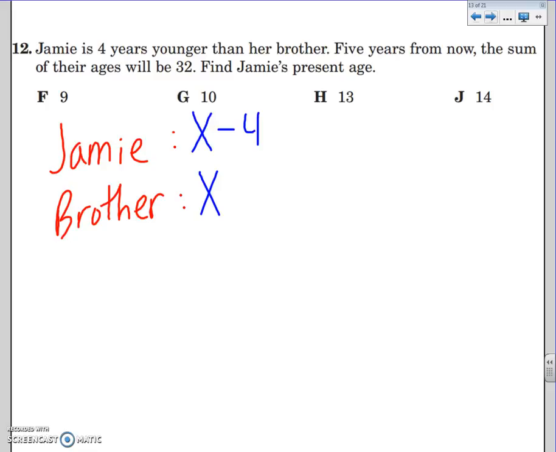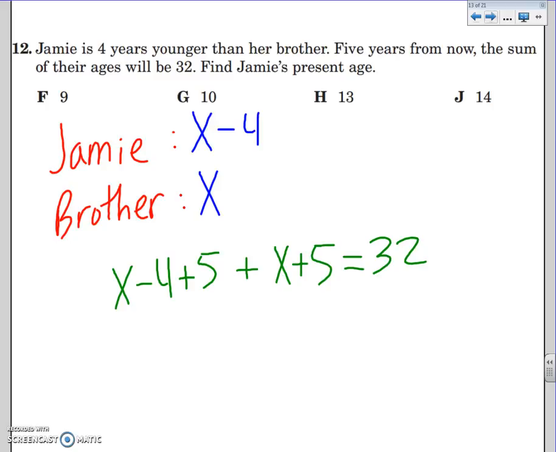Alright, now it says 5 years from now, the sum of their ages will be 32. So 5 years from now, Jamie will be X minus 4 plus 5. That's her age. Plus, her brother's going to be X plus 5 years age. That equals 32. X plus X is 2X. -4, 5, 5. So that's 10 minus 4, 6. That equals 32. I subtract 6 both sides.